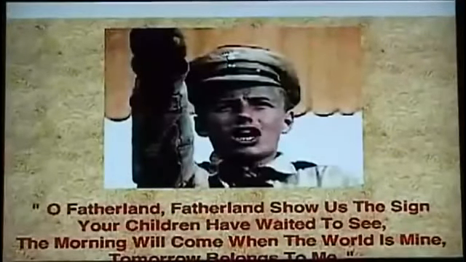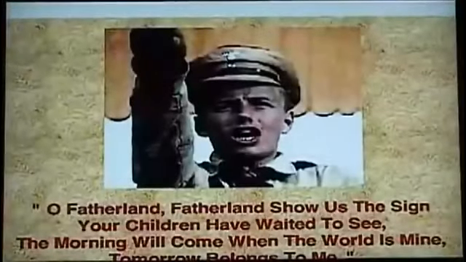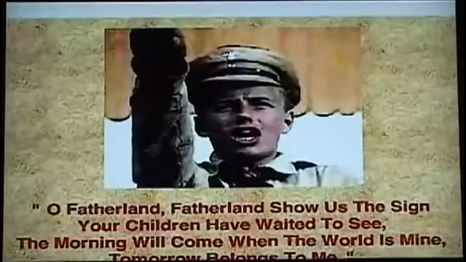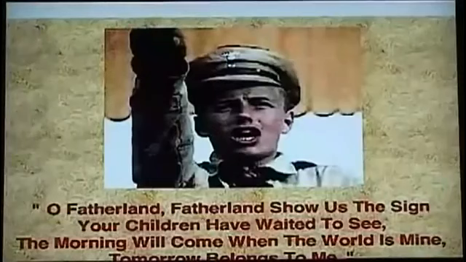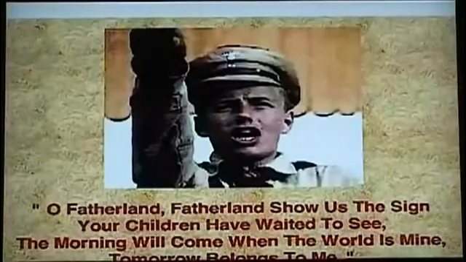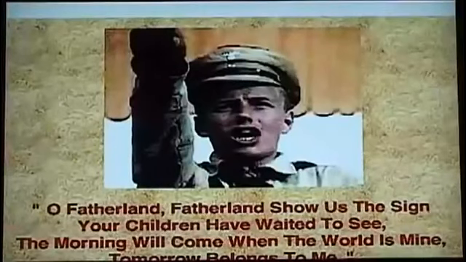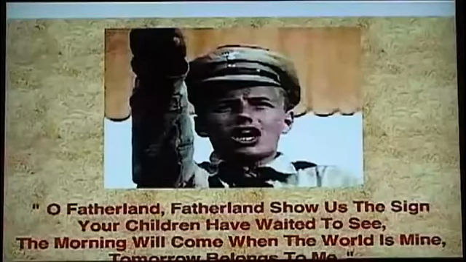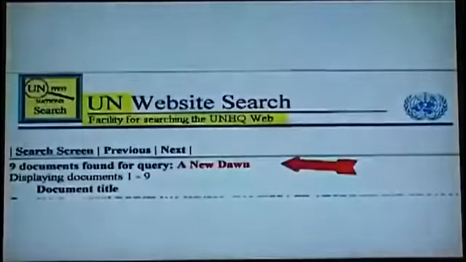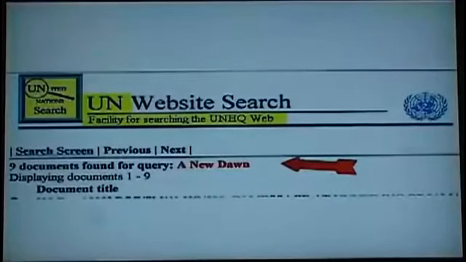And of course, the Nazis were big on this thing too, on this idea. The Nazis were big also by saying, on fatherland, show us the sign your children have waited to see. The morning will come when the world is mine. Tomorrow belongs to me. The Nazis were really big on using not just the eagle to represent the sun, but the Nazis were very big on the whole concept of the new dawn and the new day. We'll get into that in a few moments.